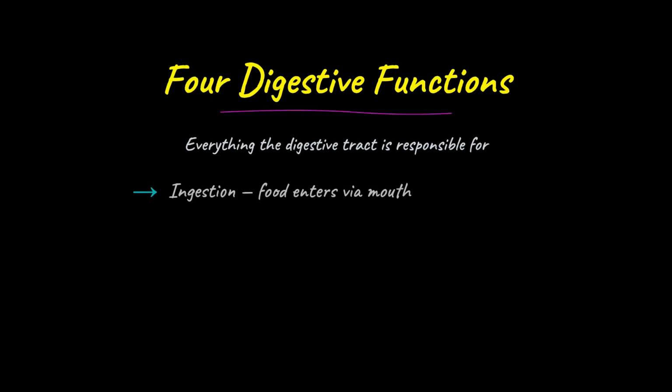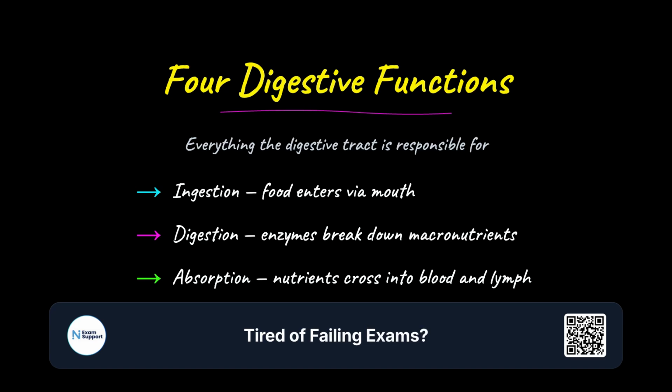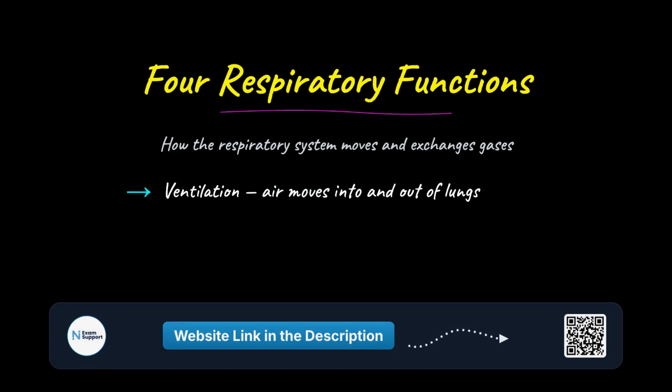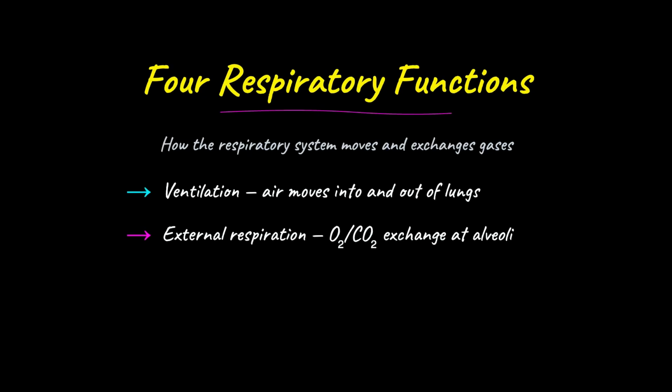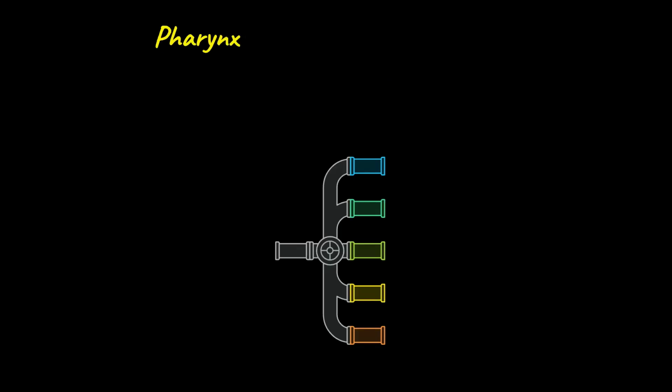The digestive tract has 4 core functions: ingestion, digestion, absorption, and elimination. Enzymes from the salivary glands, stomach, pancreas, and small intestine drive chemical breakdown, while the small intestine is the primary site of nutrient absorption. The respiratory system centers on ventilation, external respiration across alveolar membranes, internal respiration at tissue cells, and gas transport through the blood. None of these processes takes place in the digestive tract.